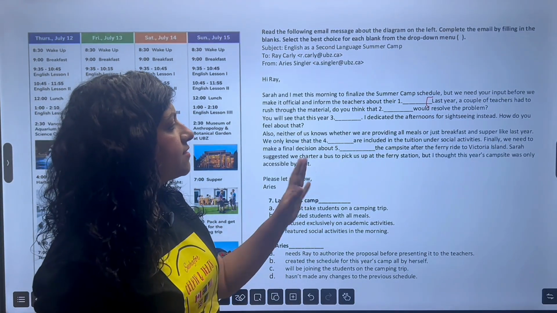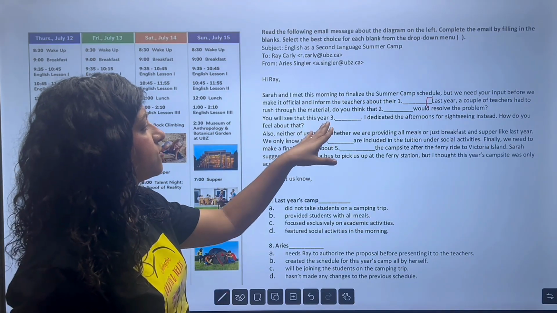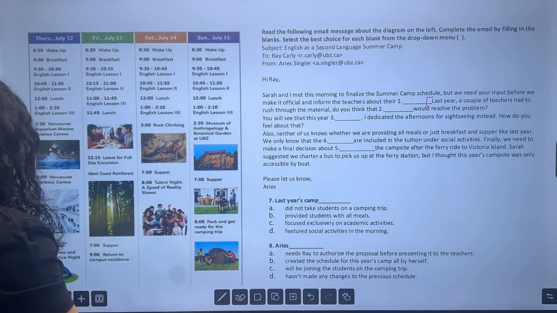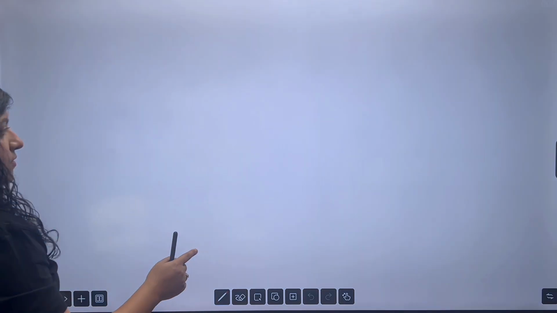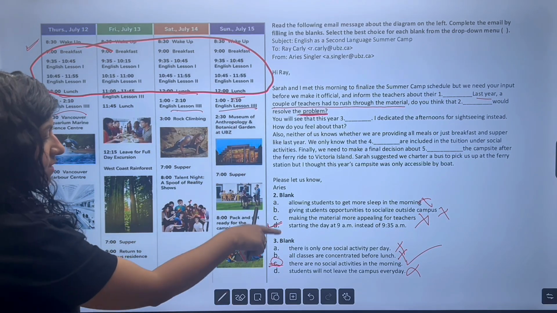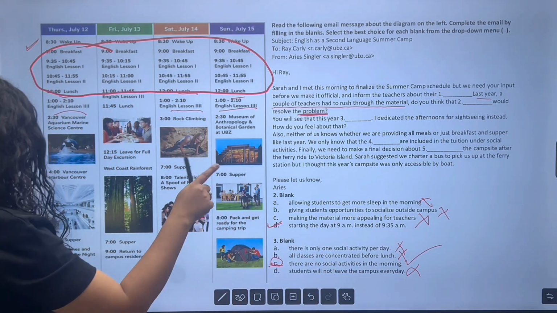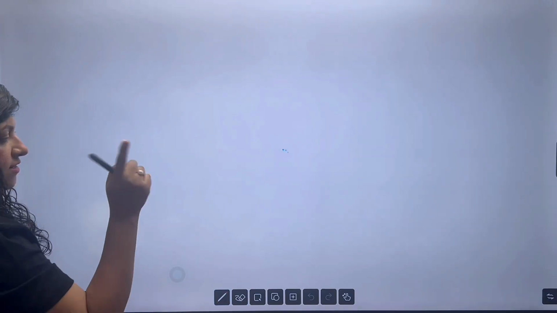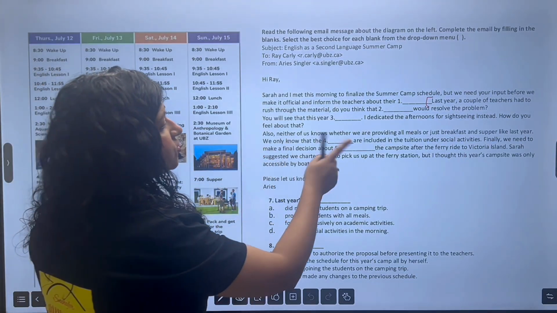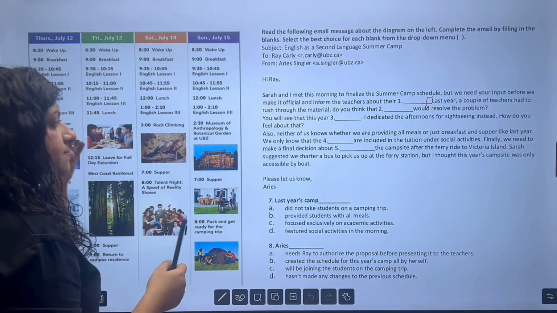Do you think that something would resolve the problem? And you will see that this year, if you remember the answer for question number 3, she was saying that you will see that this year there are no social activities in the morning. So this year there are no social activities in the morning. That is one comparison. And then she says, I dedicated the afternoons for sightseeing instead.